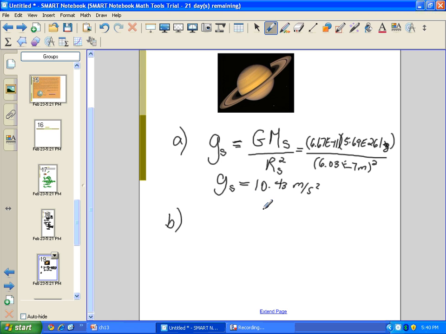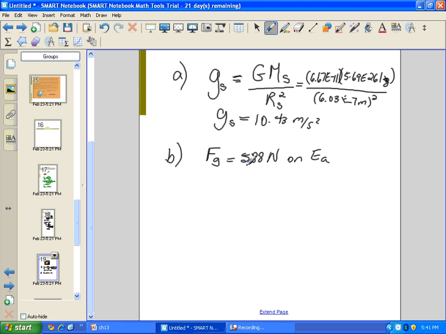Anyway, in part B it says, if a man weighs 588 newtons on the Earth, what would he weigh on the planet Saturn? Well, when they're giving us his weight on the Earth, they're giving us his mass times the acceleration of gravity on the Earth. In order to determine what he weighs on the planet Saturn, we have to take his mass.